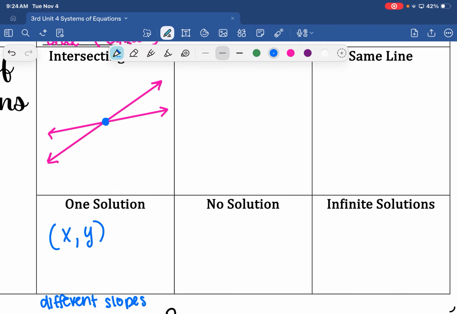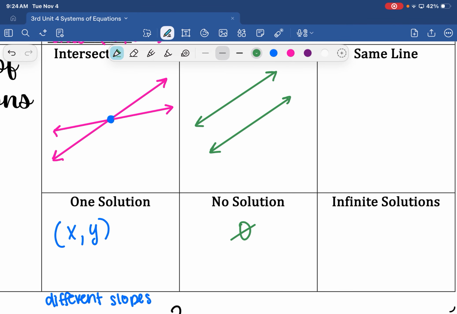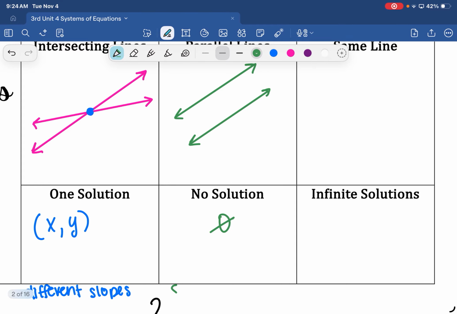All right. We have no solutions when we have parallel lines. If I have two parallel lines, do those lines ever intersect? No. Okay, so that's what gives us no solution or the empty set. And when do we have parallel lines? The same slope.